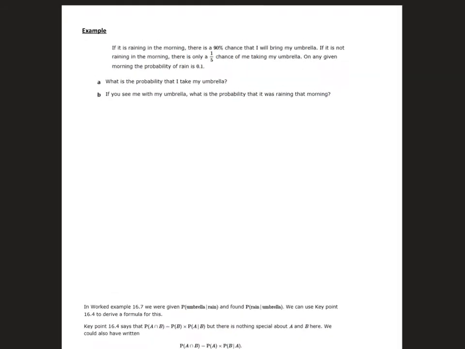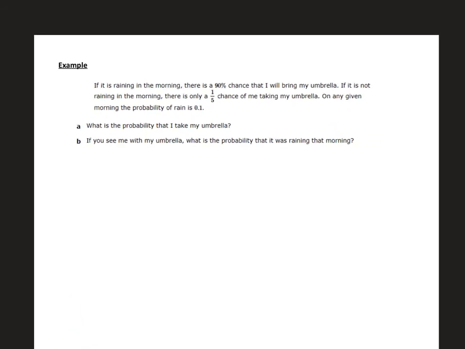Okay, next one. So if it is raining in the morning, there's a 90% chance I will bring my umbrella. Well, why is it 90? Why is it not 100%? So if it's raining, 90% chance I bring an umbrella. If it's not raining, there's a 1/5 chance of taking my umbrella. On any given morning, the probability of rain is 0.1.